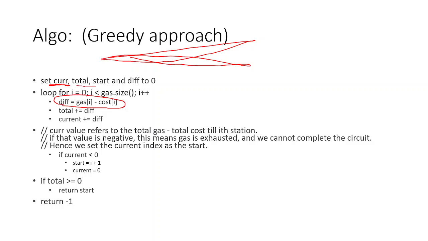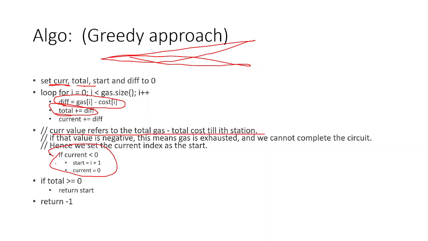To add it. We discussed that it takes 1 unit of time, and for the next station the difference will be added up. So the total will add up and current will add up. What is the current value? Current value refers to the total gas minus total cost till the ith station, right? And if the value is negative, the gas is exhausted. So we iterate through a loop, using just a single loop here in the greedy approach. But in the brute force we use two for loops, right?